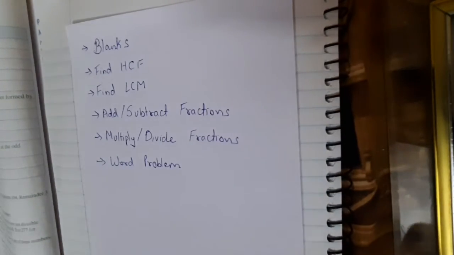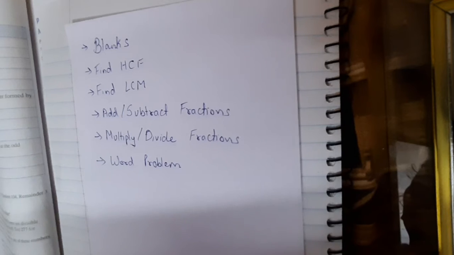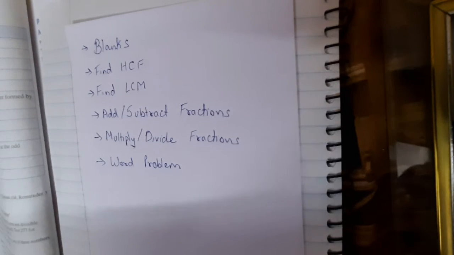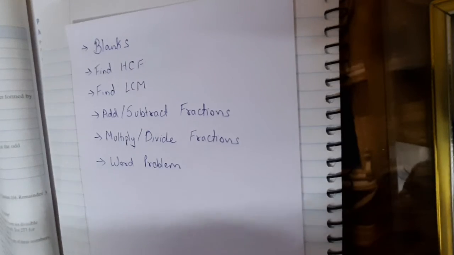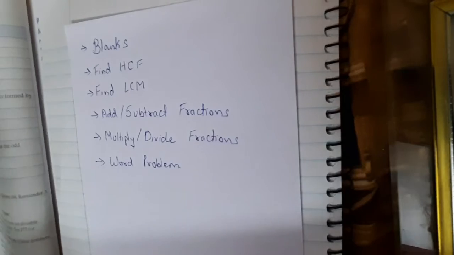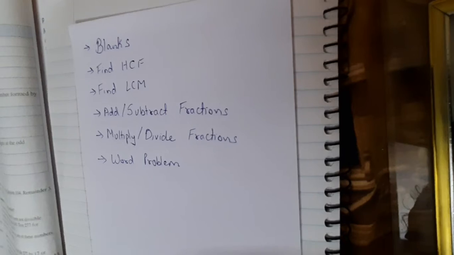Now in your unit test, as you know, two chapters are going to come: chapter number 4, playing with numbers, and chapter number 5, fractions. Overall in your exam, this will be the pattern of the paper. You will be asked blanks, find HCF, find LCM, add, subtract the fractions, multiply, divide the fractions and word problems. So today we are going to revise chapter number 4, playing with numbers.